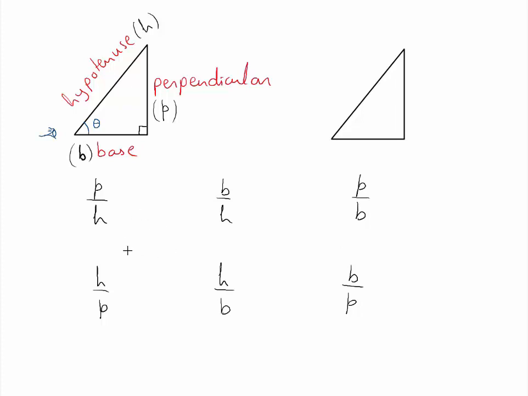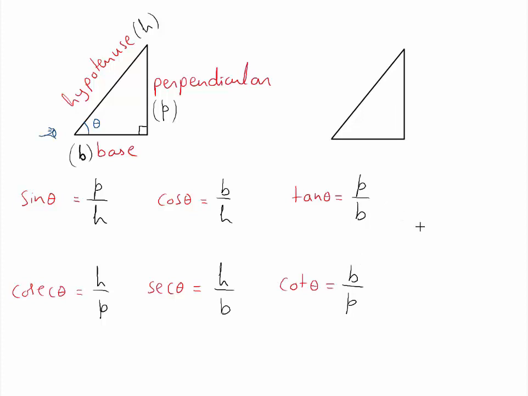Now all these ratios have got special names. So this ratio is called sine theta. This ratio is called cos theta. This as tan theta. This as cosec theta. Sec theta, this as cot theta. A student is expected to memorize all these ratios and corresponding names.